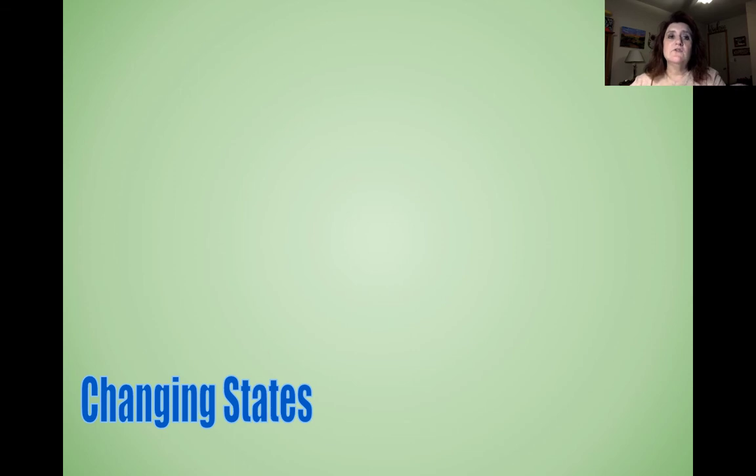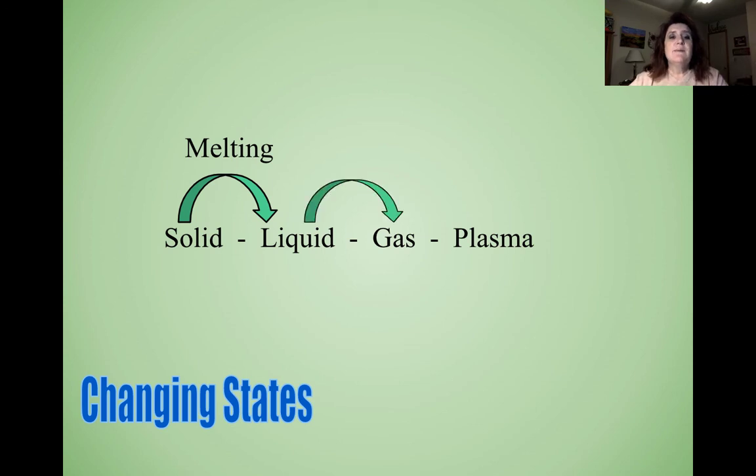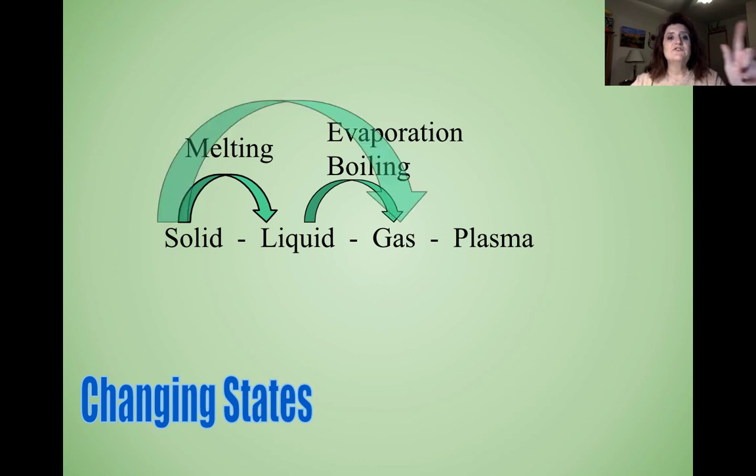So on your notes, hopefully, you can make this diagram. You want to leave space above it and below it. So changing states. As we increase the temperature from left to right, solid, liquid, gas, and plasma, solid to a liquid is melting, right? You raise the temperature, it melts from a solid to a liquid. From a liquid to a gas, that's evaporation and boiling. And then from a solid to a gas, that is sublimation.